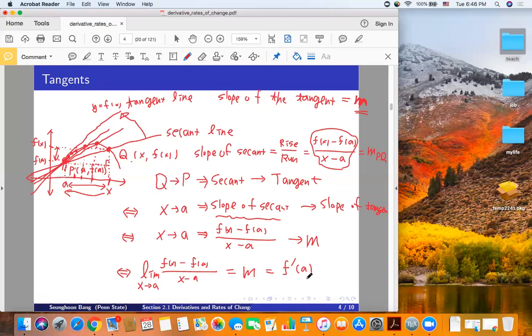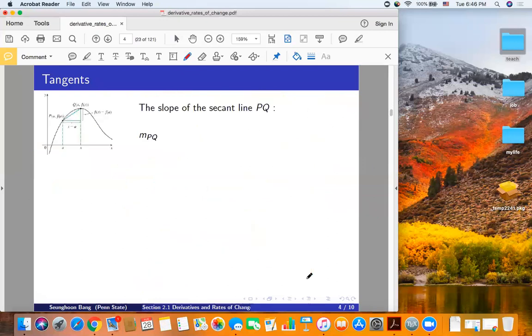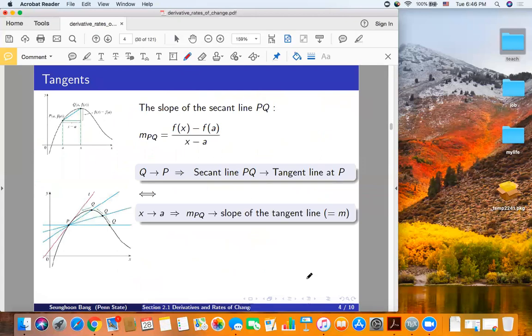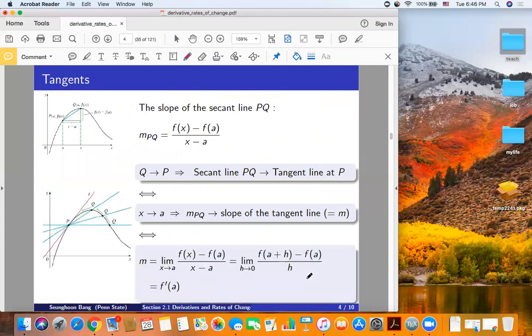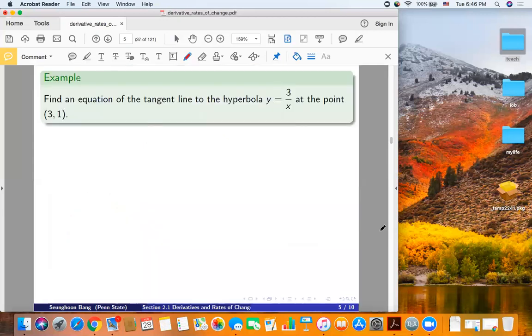What's the slope of the tangent line? The slope of the tangent line is the derivative of f at A. This is the slope of the tangent line. This is the second result in section 2.1. Yep, that's good. The next, we solve one more problem.